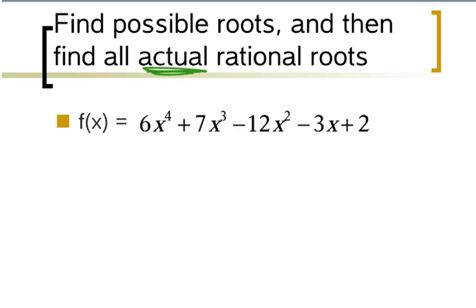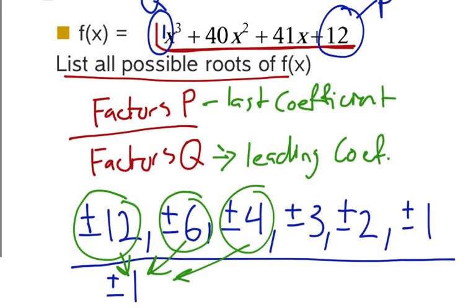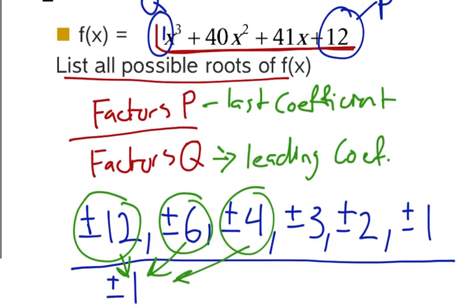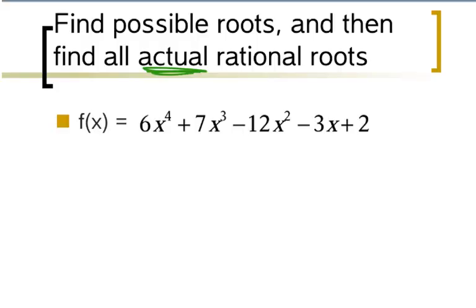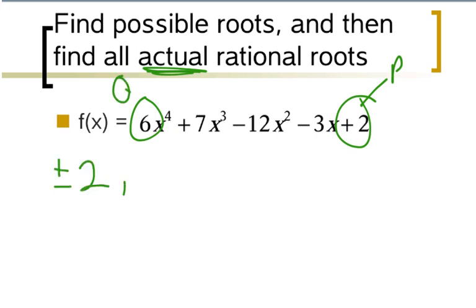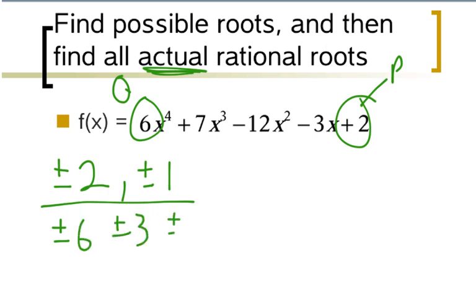So again, let's check out using our formula here. This factors of p over factors of q, so our last coefficient divided by the leading coefficient. So this time we've got 2 is our p, 6 is our q. Okay, so we've got to take our 2 plus or minus and all of its factors, which would be just 2 and 1, plus or minus 1, and divide them by the plus or minus 6 and all of its factors, which would be plus or minus 3, plus or minus 2, and plus or minus 1.